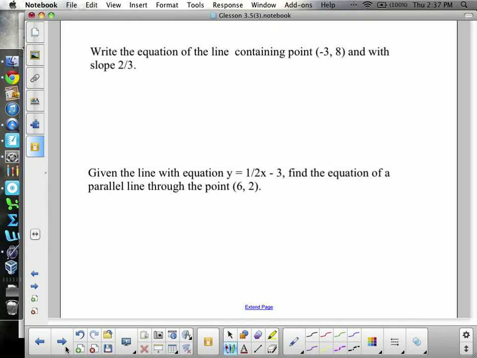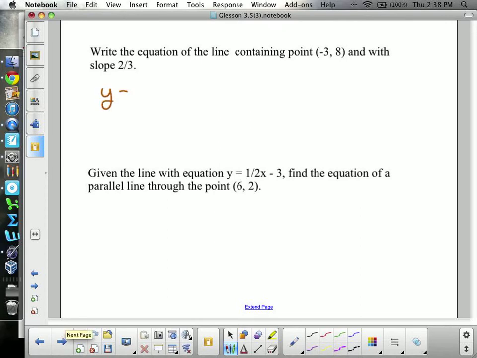The equation of a line containing the point negative 3, 8 with slope of 2/3. Well, this is nice because what are the two things I need to know? I need to know a point and the slope. And what are they giving me? A point and a slope. So we just go right in.